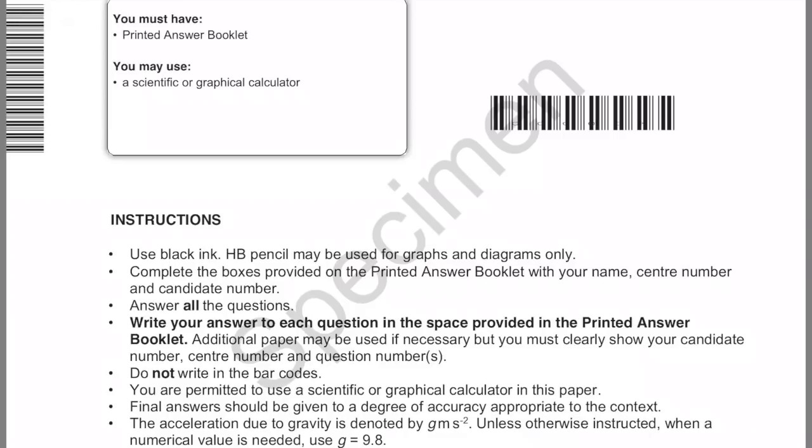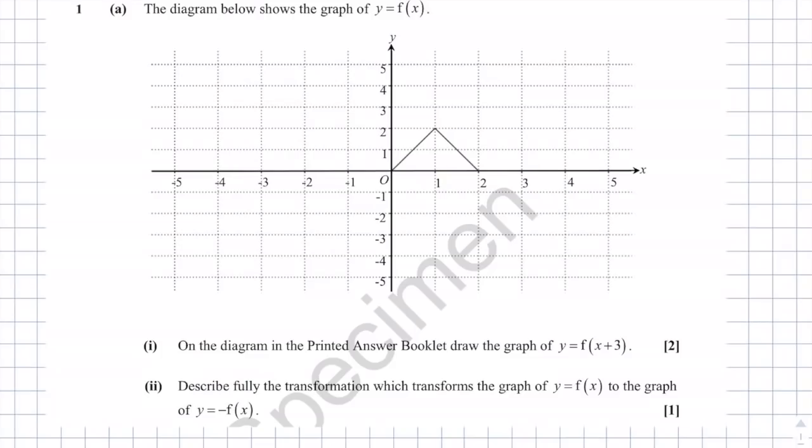Calculator is allowed. The paper is made up of a total of 75 marks, and it is important to know that for all of the mechanics questions we will be approximating g, the acceleration due to gravity, as 9.8 meters per second squared.